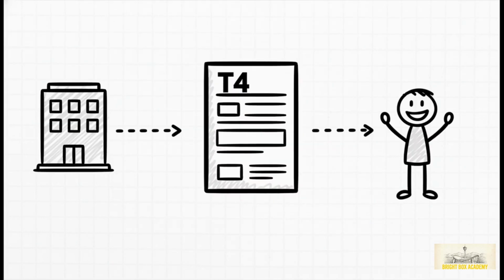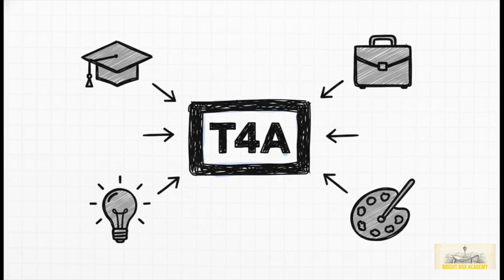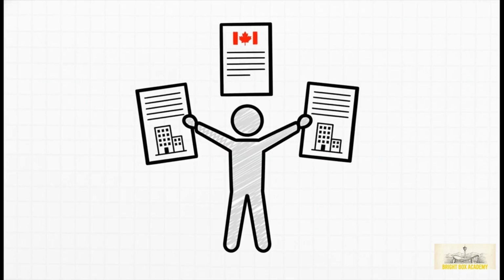First up is the T4. This is the big one. If you're an employee, your company sends you this slip. It shows exactly how much you earned and how much tax they already took off your paychecks. Next, we've got the T4A. This one is kind of a catch-all. It's used for all sorts of other income, like scholarships, bursaries, grants, or maybe fees you earned as a self-employed contractor. If you happen to receive employment insurance benefits last year, you'll get a T4E slip.